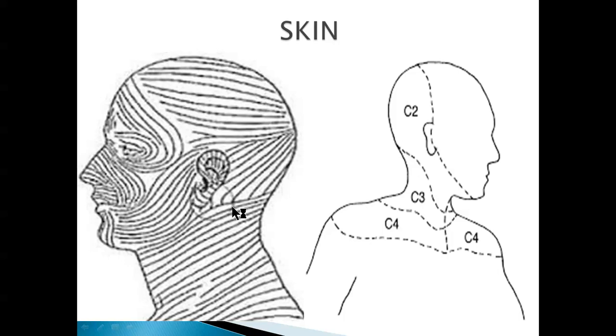So as we know, we can see here horizontal lines. These are our Langer's lines. So these are very important because they keep the neck skin in the tension. And why is it important? Because as we can see, these are the horizontal lines placed in the neck, and here in the occipital region they are vertical. But in the neck they are horizontally placed.